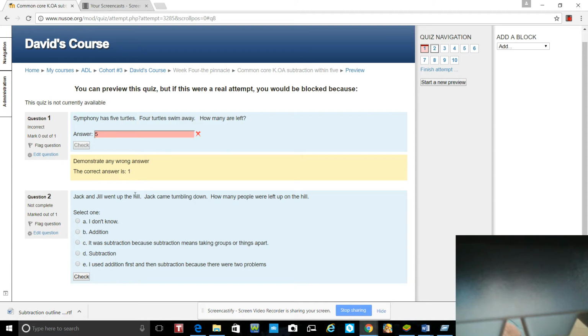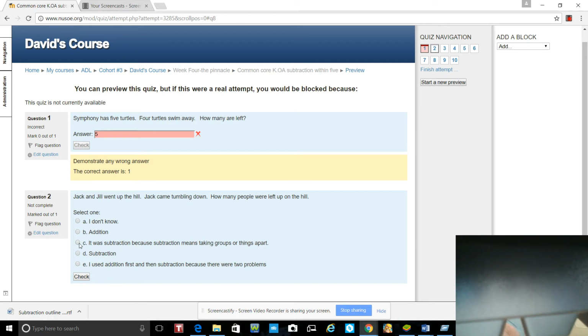You're going to say, Jack and Jill went up the hill. Jack came tumbling down. How many people were left on the hill? What did you do to solve this problem? If they say, I don't know, they're wrong. If they say addition, they're partially right. If they say it was subtraction, because subtraction means taking groups of things apart, I'm going to give full credit for that.